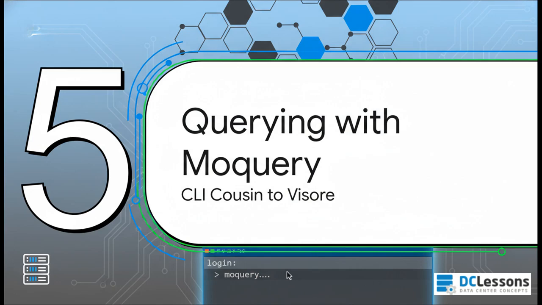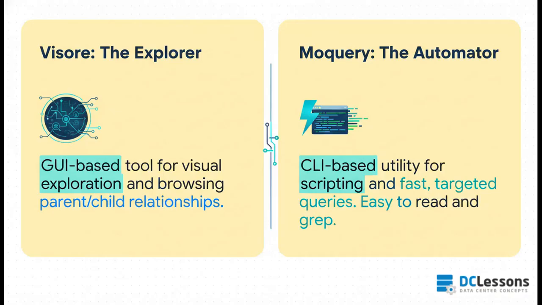Okay, let's switch gears. For all of you who live on the command line, ACI has you covered with a utility that's pretty much the CLI version of Visor. It's called moquery. So think of it like this. Visor is for browsing around and exploring visually. moquery, on the other hand, is all about speed and automation.